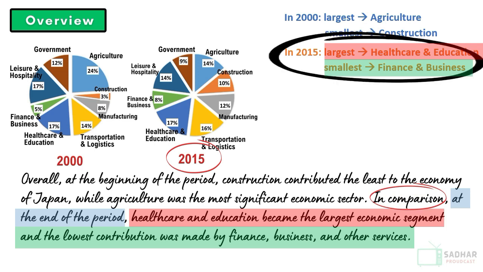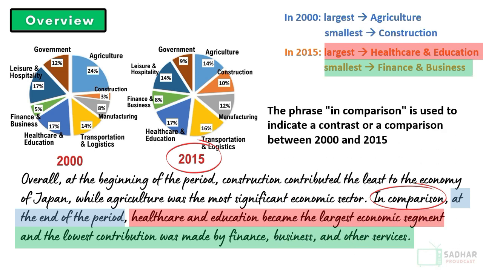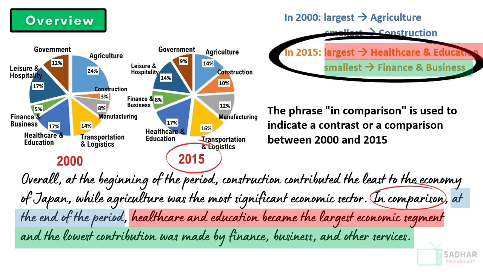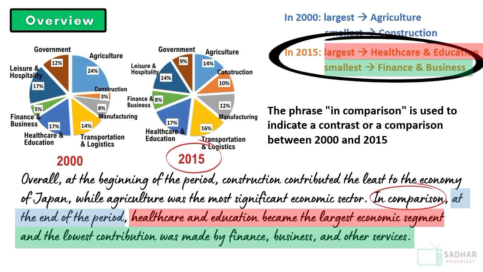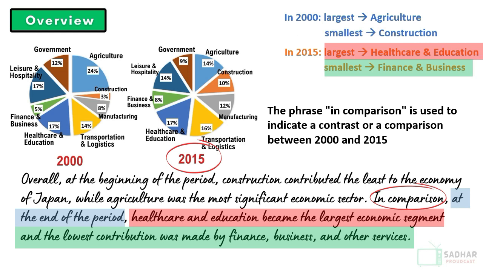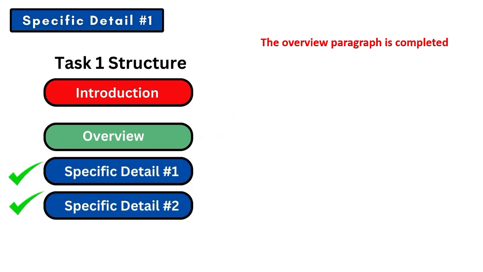And here I put the expression in comparison. This phrase is very interesting. It is used to indicate a contrast or a comparison between 2000 and 2015, between the beginning of the period and the end of the period. Okay, the overview paragraph is now completed. Now it's done. Let's go ahead with the next paragraphs.